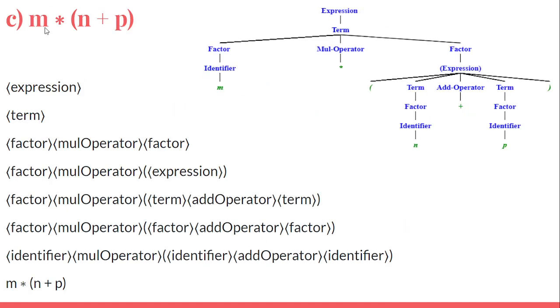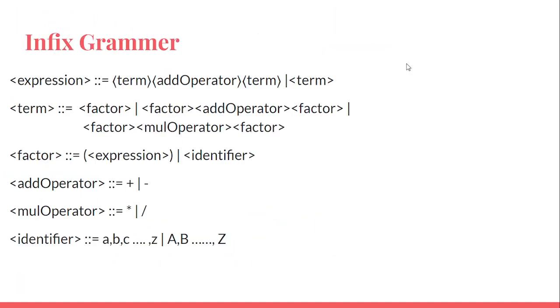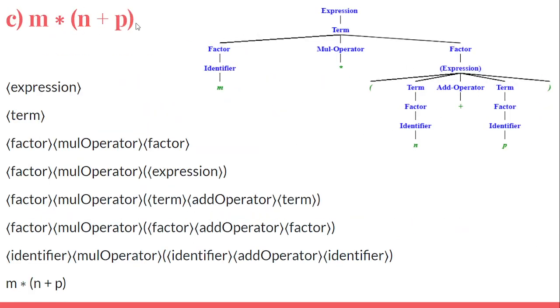The next string we have to check is m star, inside the brackets n plus p. So we start with expression and then replace it with term. Then term will be replaced with factor, multiply operator, factor by rule 2. The first factor will be replaced with identifier, then with m. The multiply operator will be replaced with multiply, and the last factor will be replaced with expression by applying rule number 3, as we require n plus p, which is an expression.